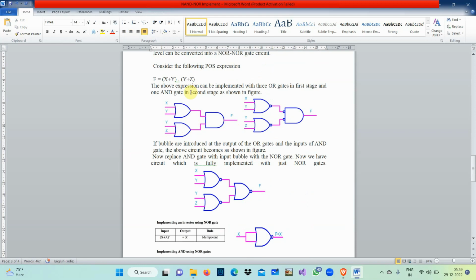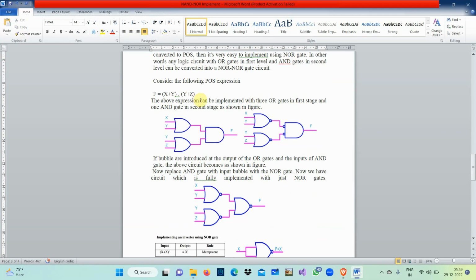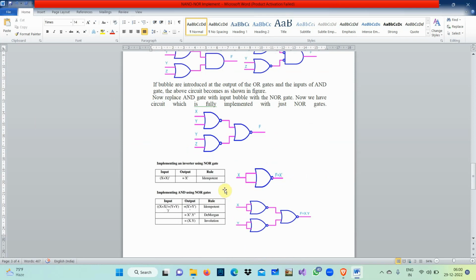But what I am doing, I am going to implement it using the NOR gate. Okay, how do I do all the things? First, I make a bubble at the output of this OR gate here, and here, and the input of this AND gate also I make a bubble. So I make a bubble here, here, here, right? Up to this it is okay, and this bubbling at the input of the AND gate is equivalent to the bubbling at the output of the OR gate. So you get it now. Now the same circuit is converted to this one.